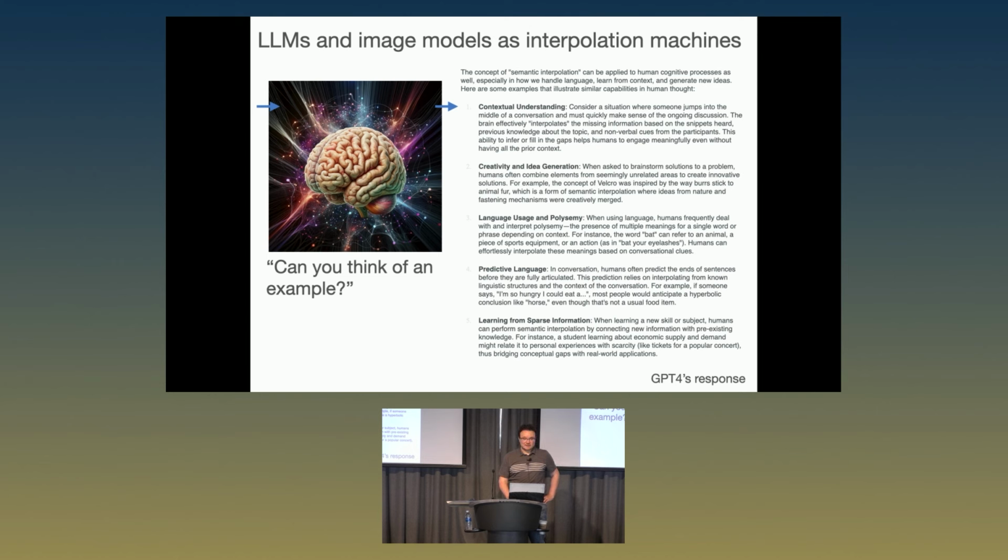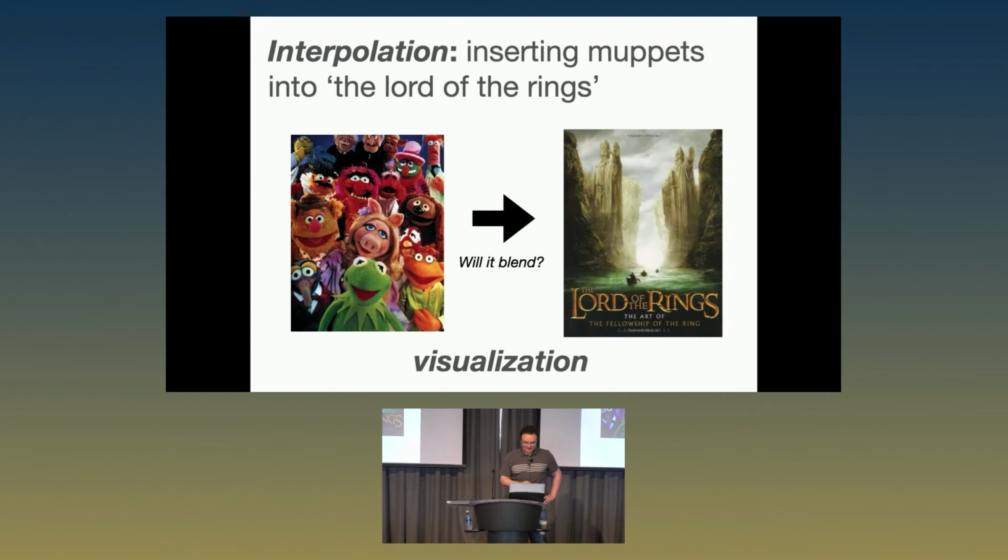So let's think about this semantic interpolation in terms of visualization. When I first got access to the image generating tools, I immediately started playing with some crazy ideas. So I'm going to show some of my favorite examples. The first thing I wanted to do was see if I could insert Muppets into Lord of the Rings, because I love both of these things.